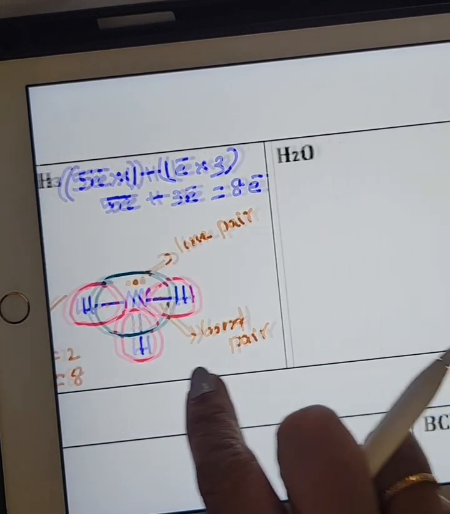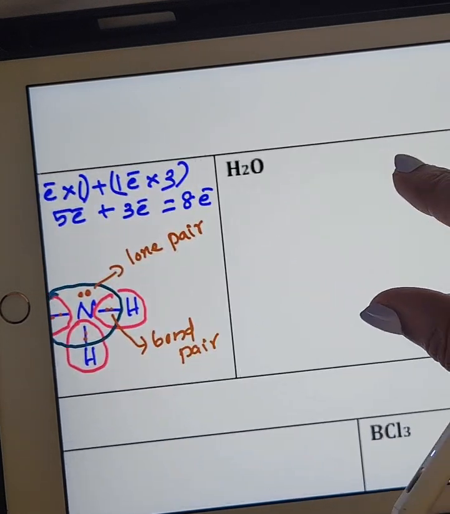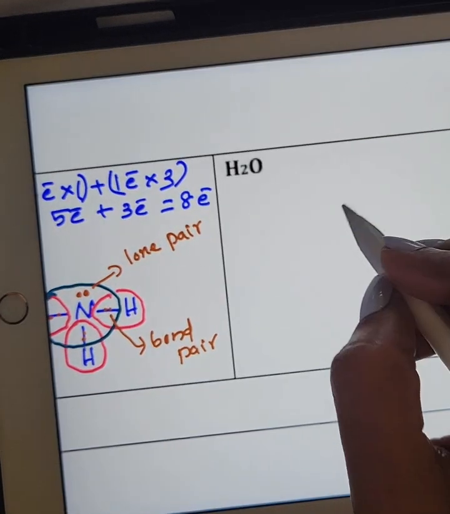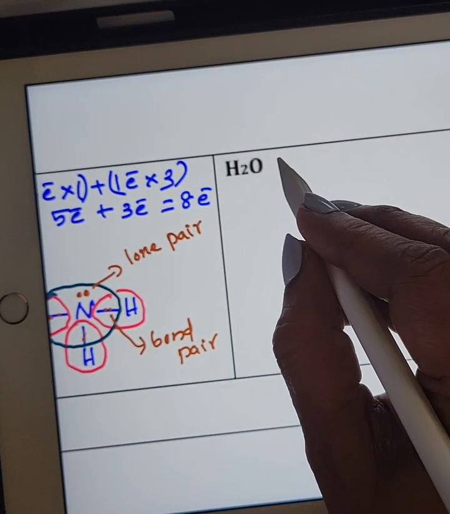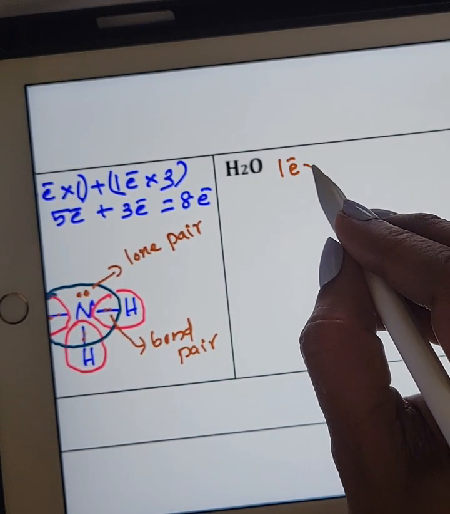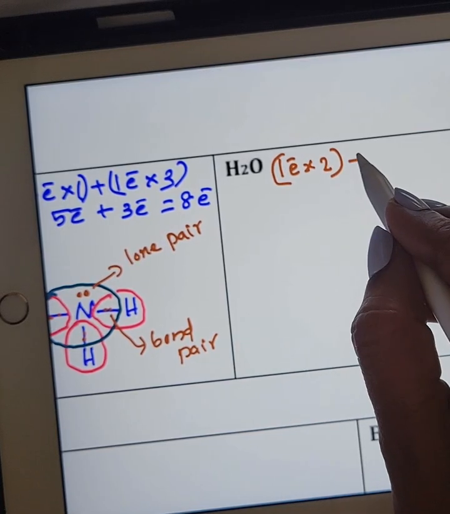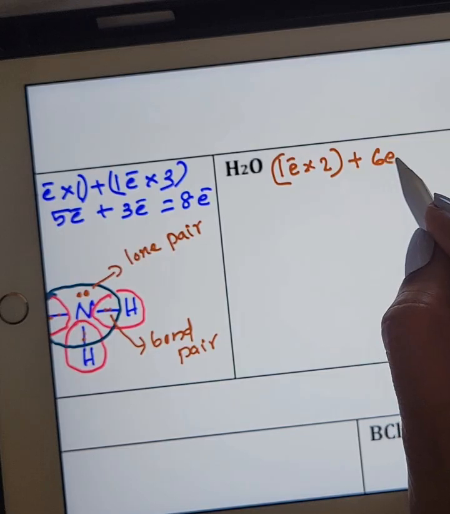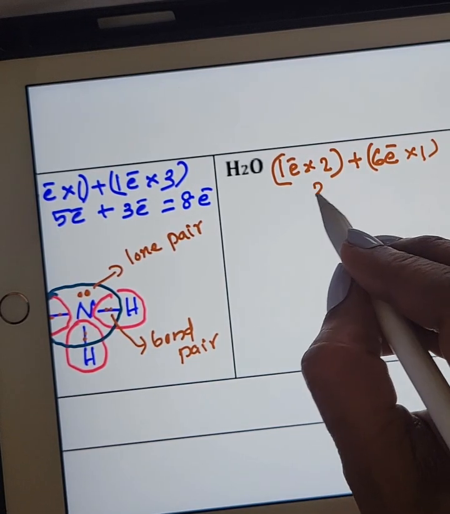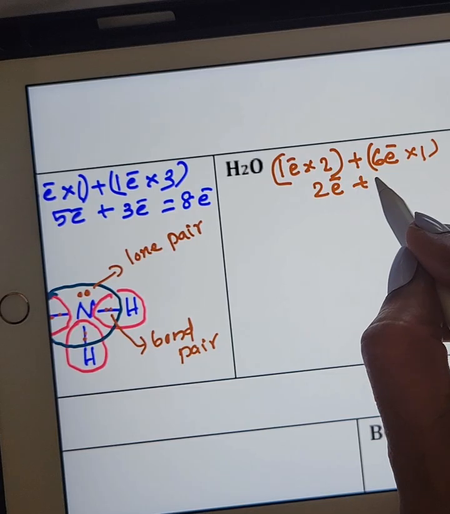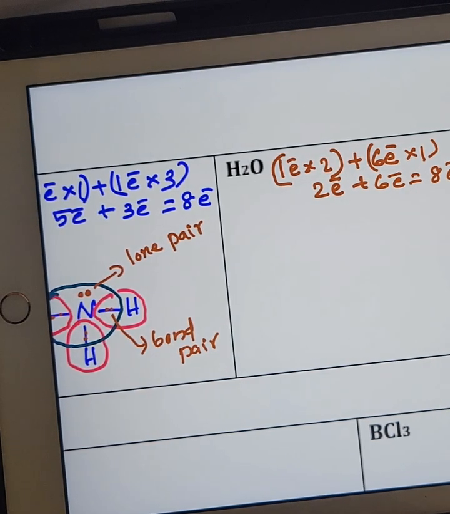Okay. Let's do the next one. H2O. As always, the first step, you have to calculate the valence electrons, okay? So, hydrogen has 1 electron times 2, plus oxygen, which has 6 electrons, and there is only 1 oxygen. So it is 2 electrons plus 6 electrons. Total how many? 8 electrons.